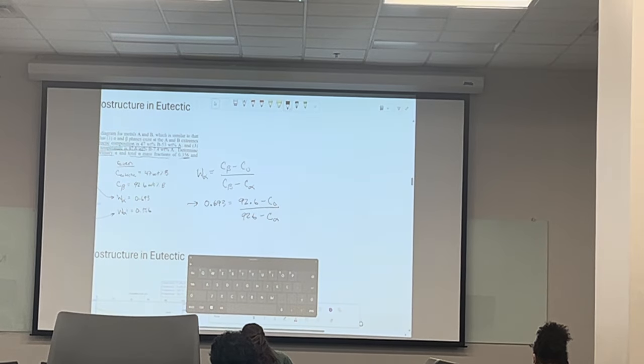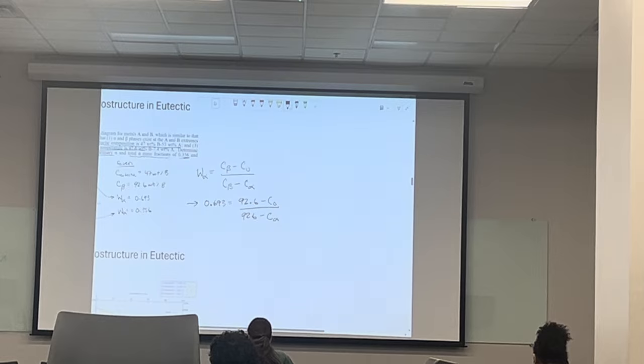And then for the alpha prime, the primary alpha mass fraction, that is essentially the eutectic composition minus the original, divided by the eutectic again minus the alpha. So if we plug that in, using this here, 0.356 is equal to 47 minus the original composition divided by 47 minus the alpha composition.